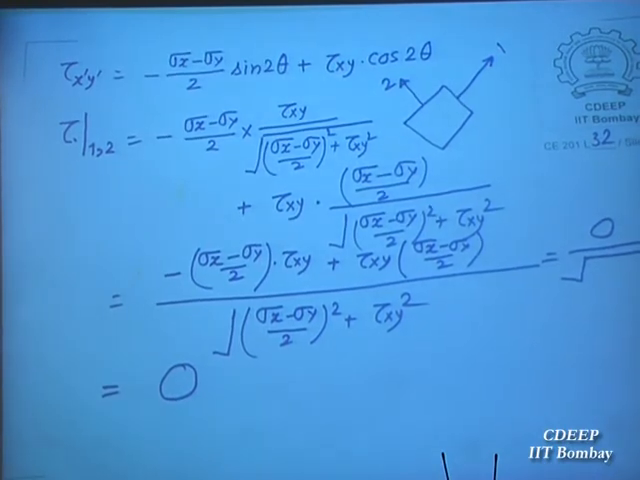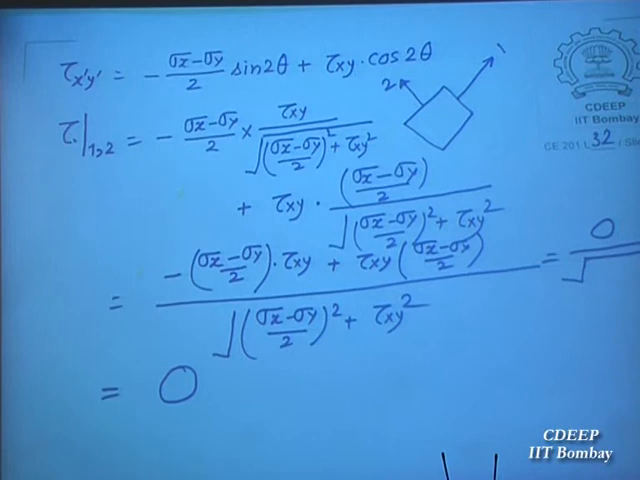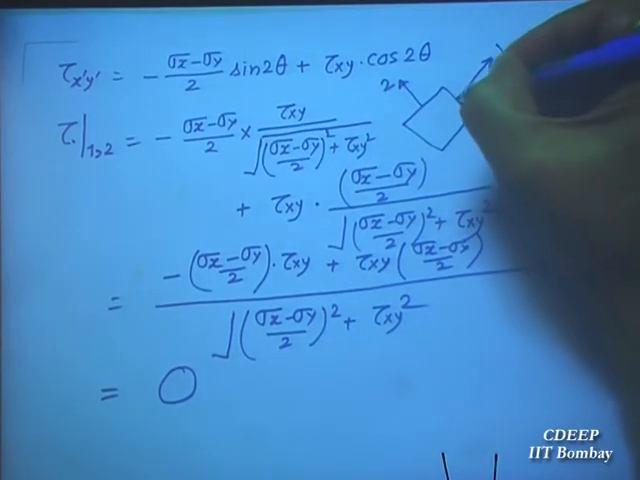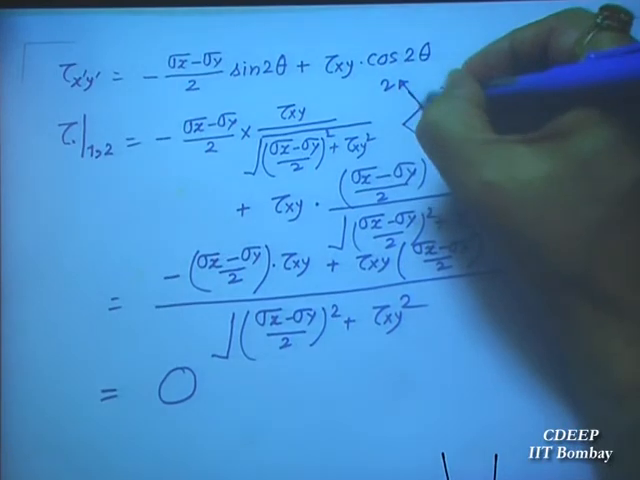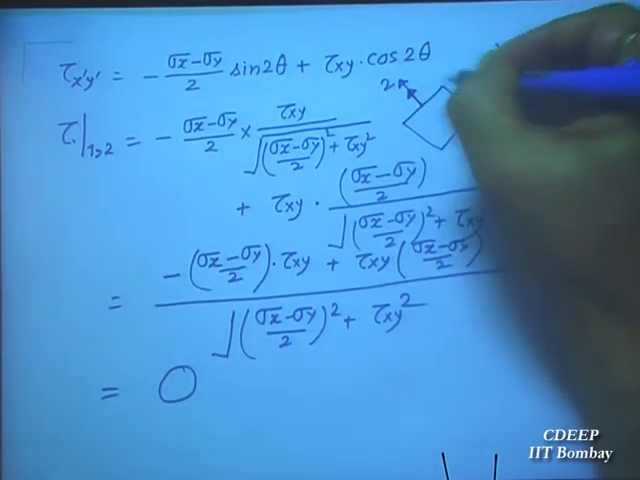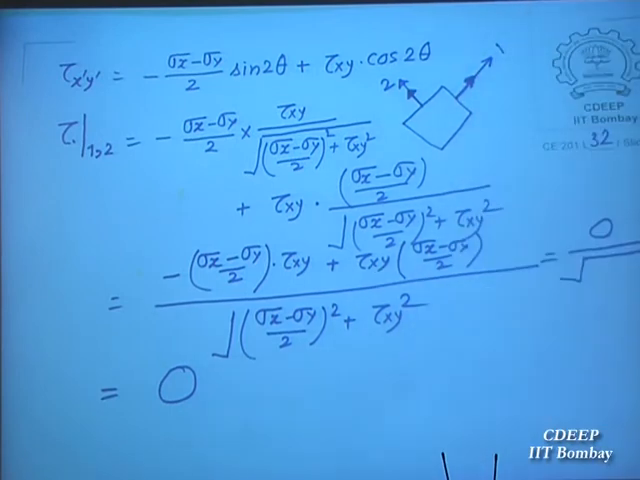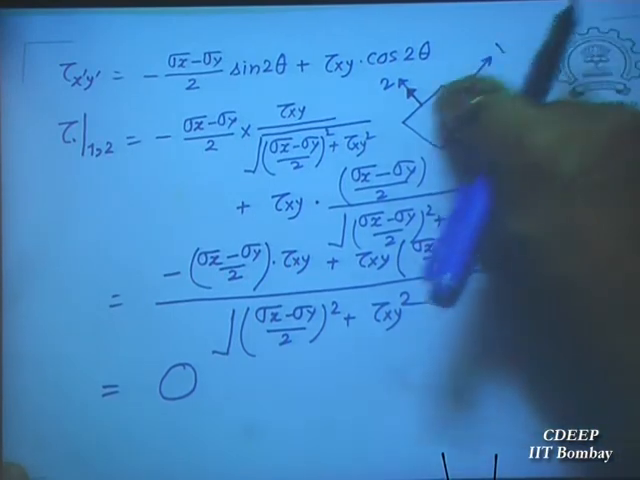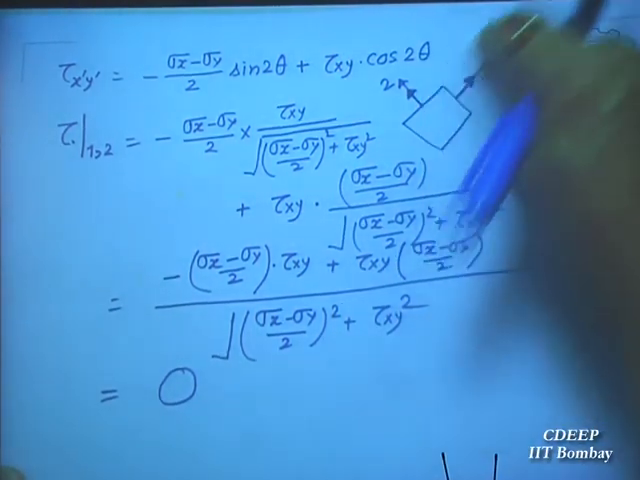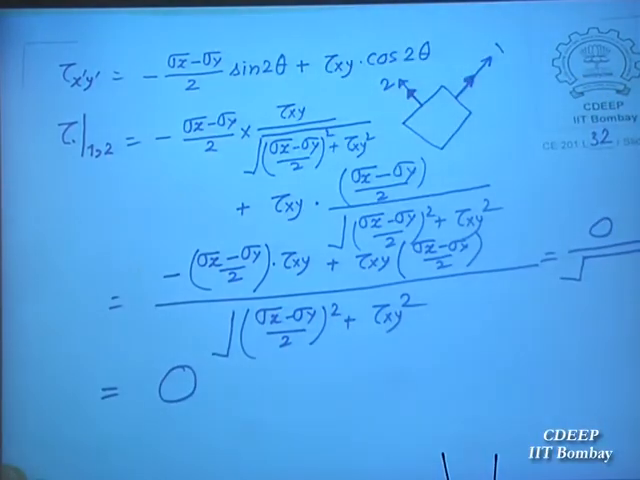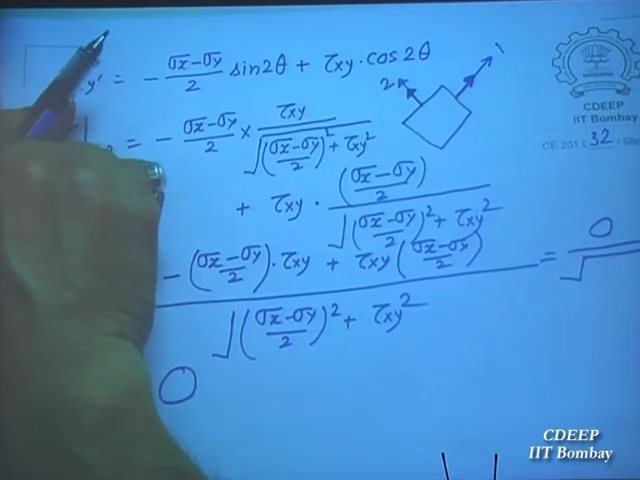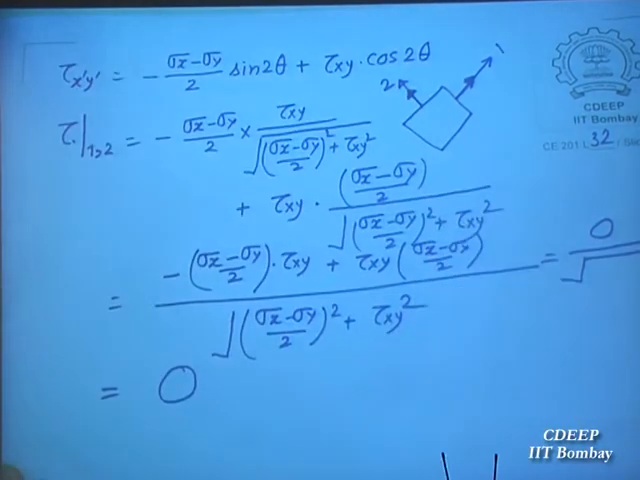So on this plane, directions 1 and 2, you will find that shear stress turns out to be 0. So there will be only normal stress. Of course, you have to find out corresponding to which of theta 1 and theta 2 is maximum or minimum. You have to substitute in the expression and get the value. Then you will know which one is giving you maximum and which is minimum.